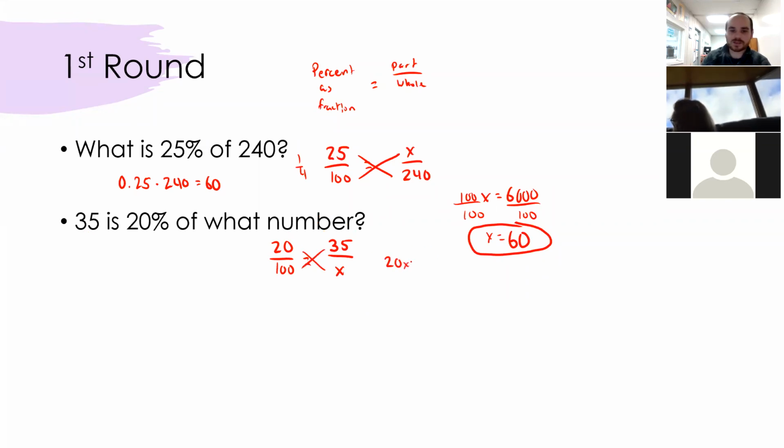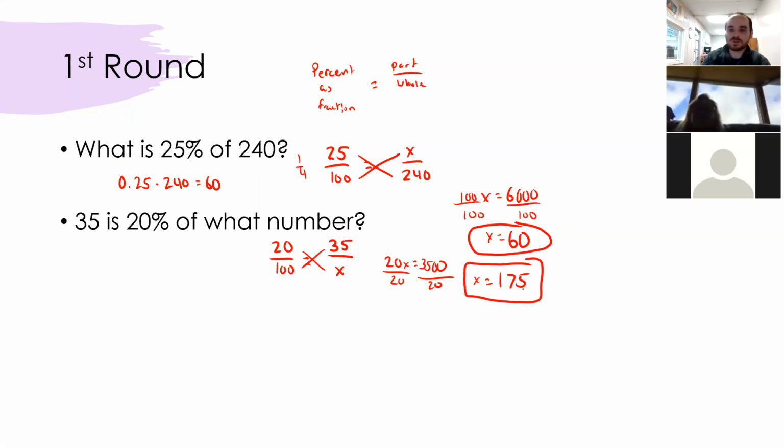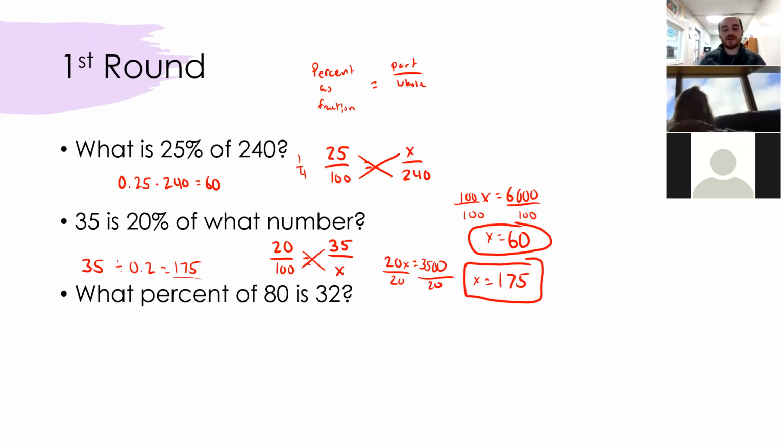So 20x equals 3500. Divide both sides by 20. And this will give us x equals 175. Now, the other way we can solve this one, if we're doing it the shortcut way, is we can take 35 and divide it by 0.2. And that will give us the same answer, 175. Okay, last one. What percent of 80 is 32?